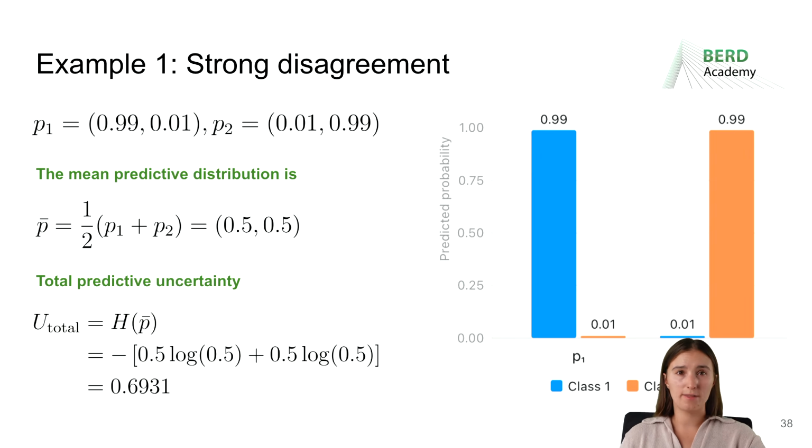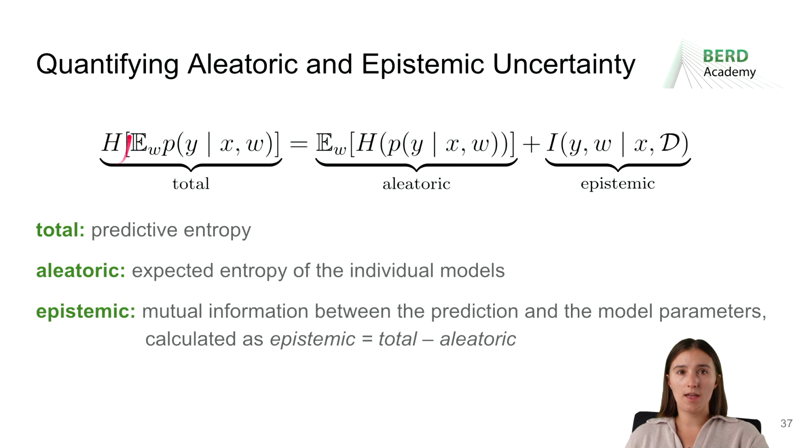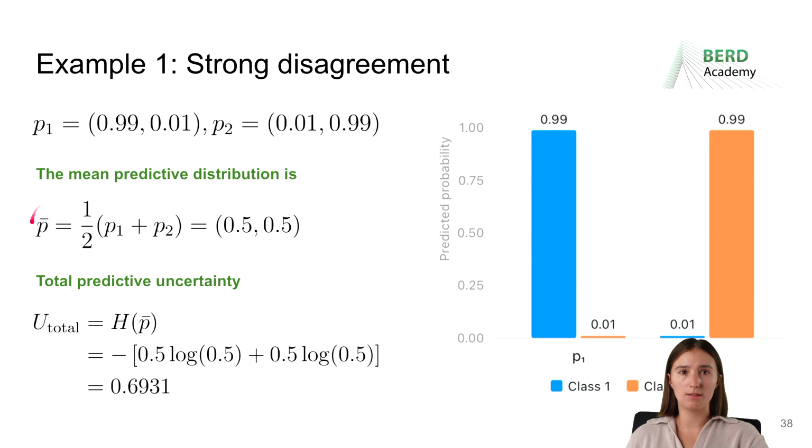And now let's look if the math tells us the same. First, we want to know the mean predictive distribution, because if we remember, we want to know the entropy of the expected, so the entropy of the mean. For this, we need to calculate the mean. Since we only have two examples, we calculate both together and average them. And since they both add up to 1 here, we have a mean predictive distribution of 0.5 and 0.5.